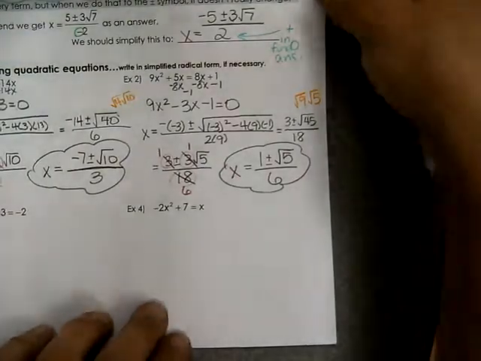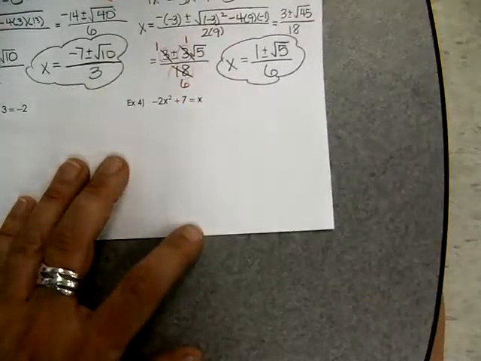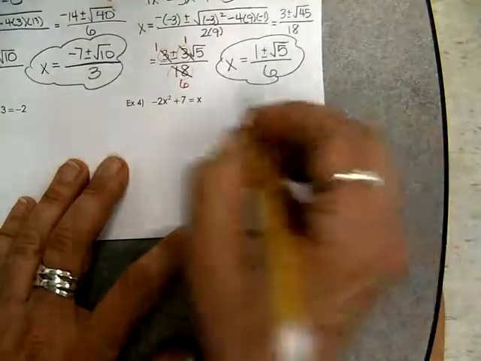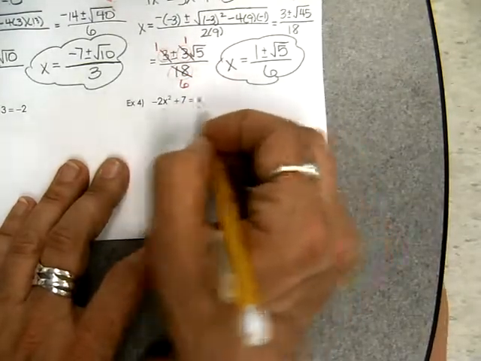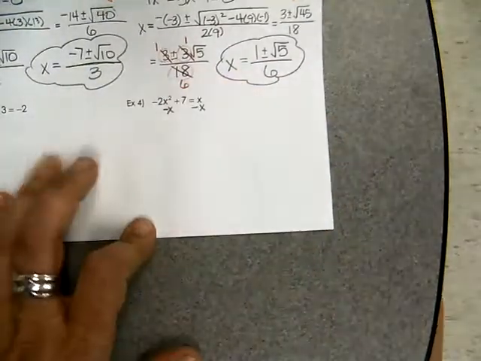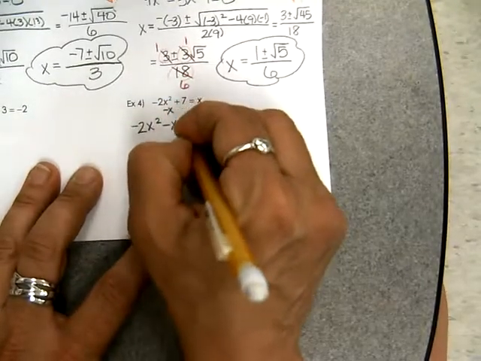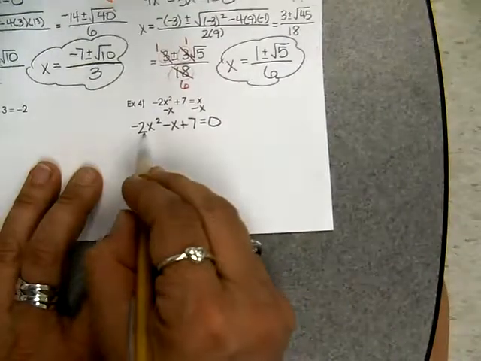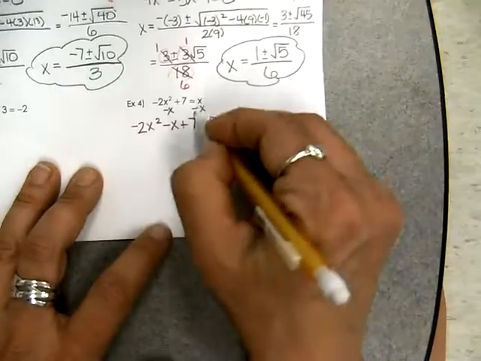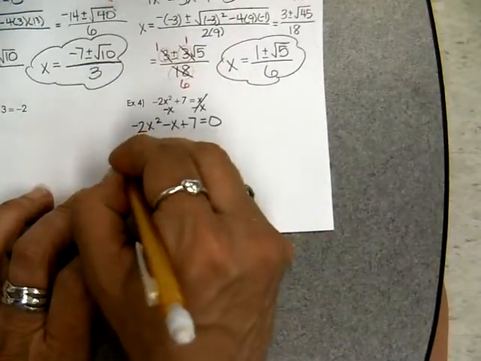Just to give you more time with your homework, let's do example 4. Now, personally, I would move the negative 2x squared over to the right-hand side so it's positive, but I know we've been focusing on moving everything to the left, so I'm assuming that's what a lot of you would probably do. And so let's subtract x from both sides. And if we write it in standard form, we'd have negative 2x squared minus x plus 7 equals 0. So now let's put this into our quadratic formula.